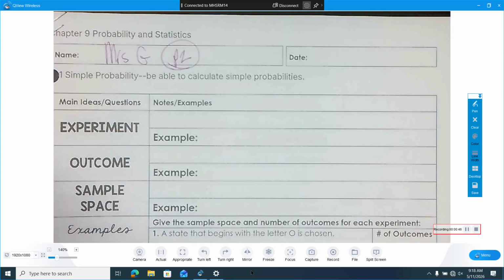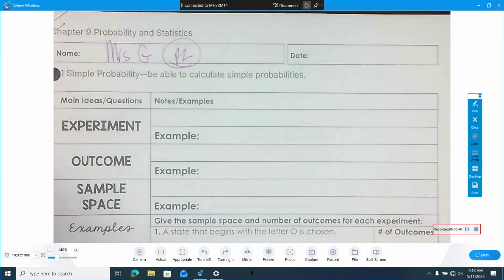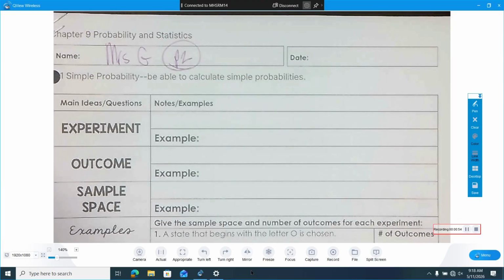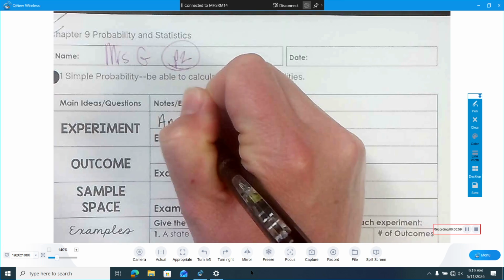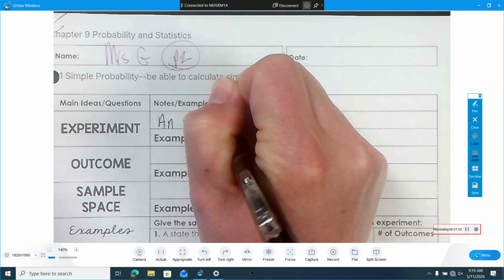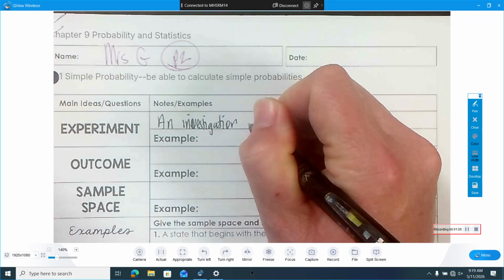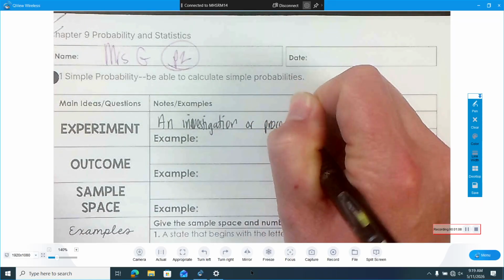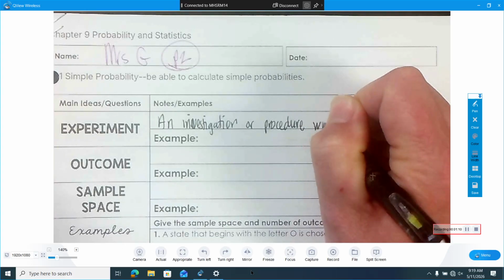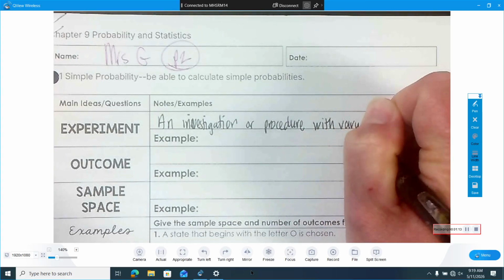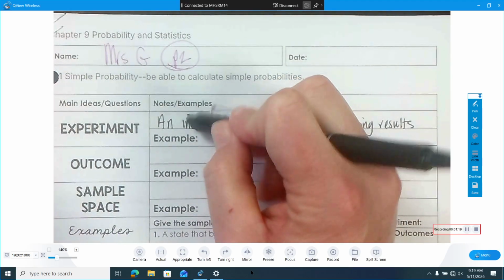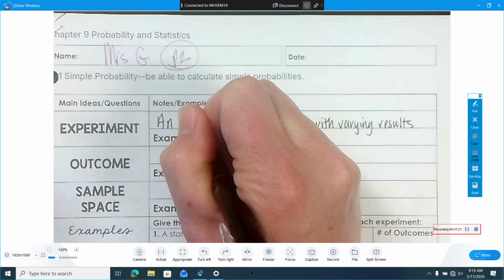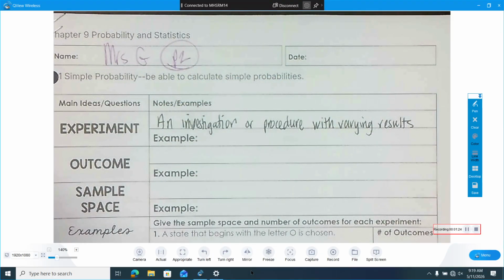Today we're talking about simple probability, and we want to be able to calculate simple probabilities. Most of these probabilities we will be doing little experiments on. An experiment is an investigation or procedure with varying results.